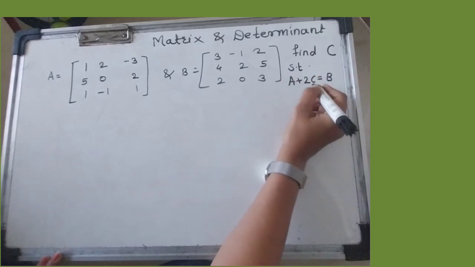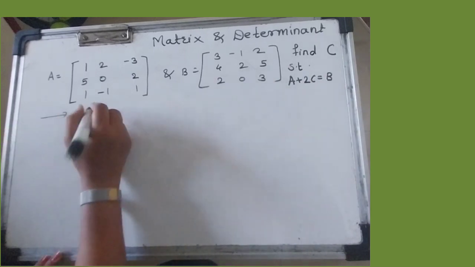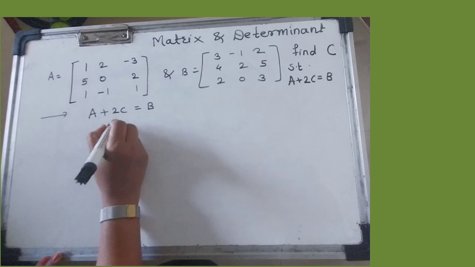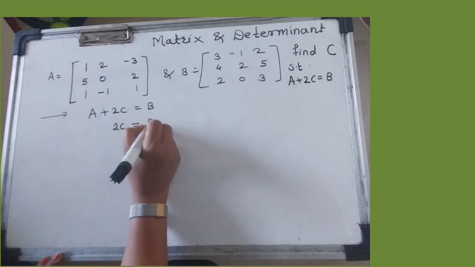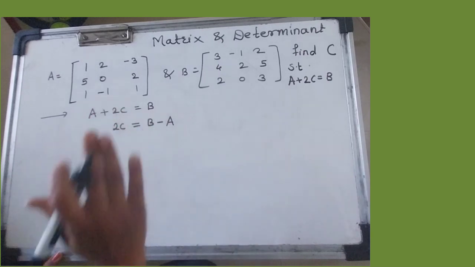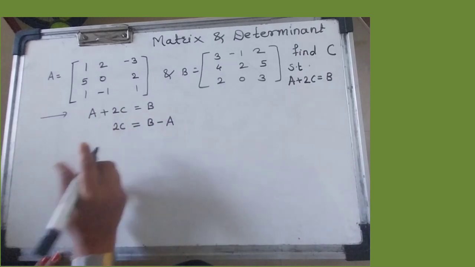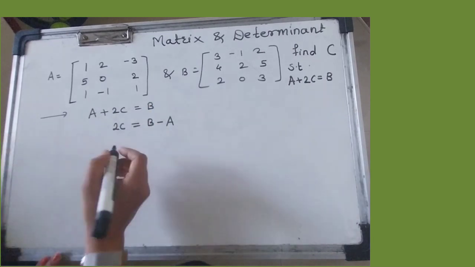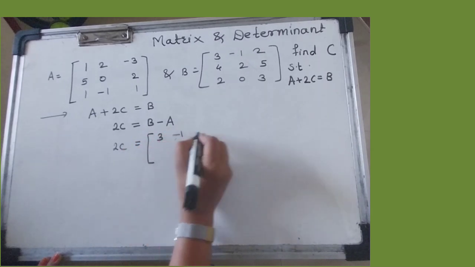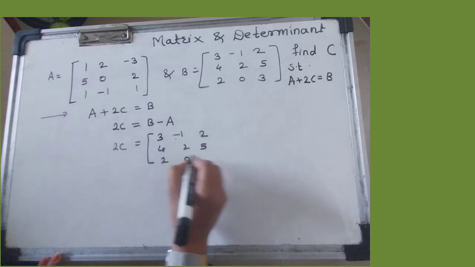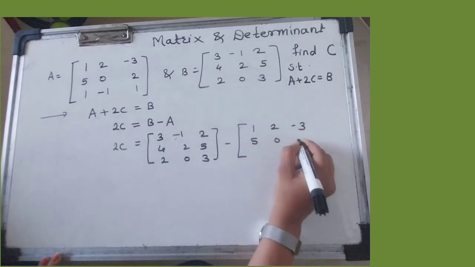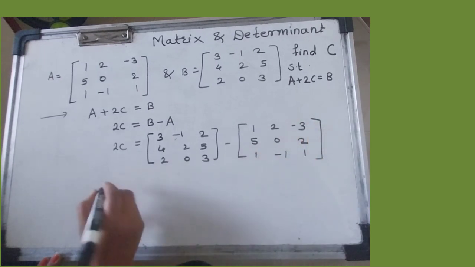What do we have to find here? The C matrix. So, by using algebra of matrices, we write A plus 2C equals B. We have to find C, so keep 2C as it is, B is here, so 2C equals B minus A. Simply find B minus A. What is B here? [3, -1, 2; 4, 2, 5; 2, 0, 3] minus A, [1, 2, -3; 5, 0, 2; 1, -1, 1].